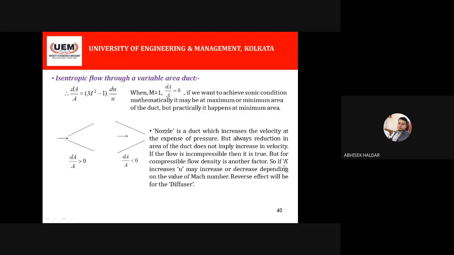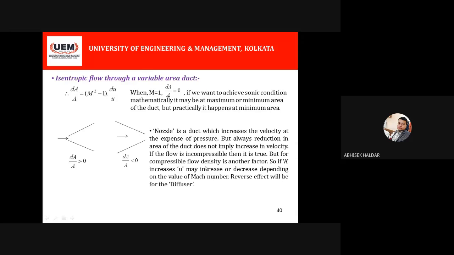If area increases, the velocity may also decrease, or it may increase. I'm not saying that a convergent duct will always mean that it is not a nozzle. For a divergent duct, the velocity may increase or decrease depending on the value of Mach number. Here the concept of Mach number is very important. Mach number takes account of the sonic velocity, and sonic velocity takes account of the change in density. That is the relation basically.